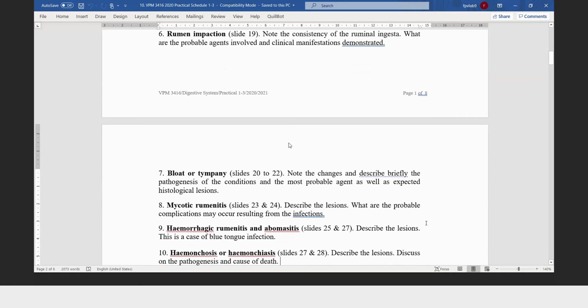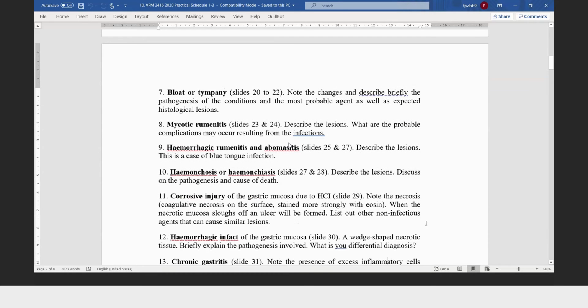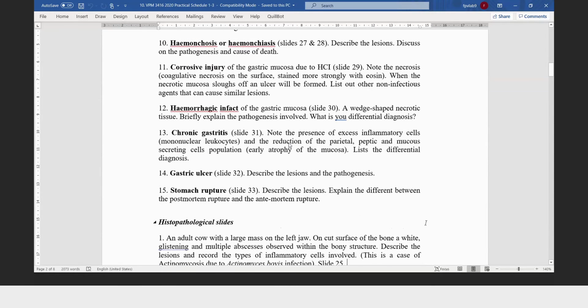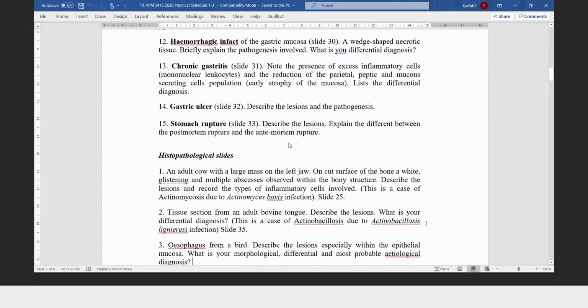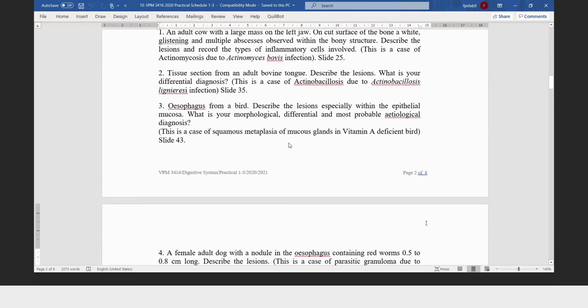Similarly, those slides are available during lectures. Mycotic ruminitis, actinomycosis also they have. Then we have chronic gastritis, chronic ulcer, and stomatitis.